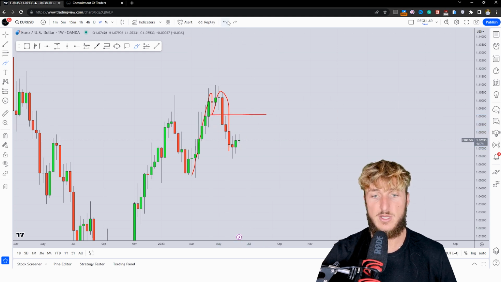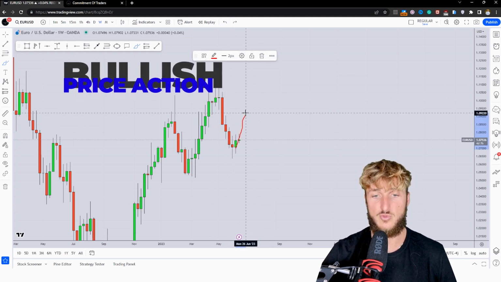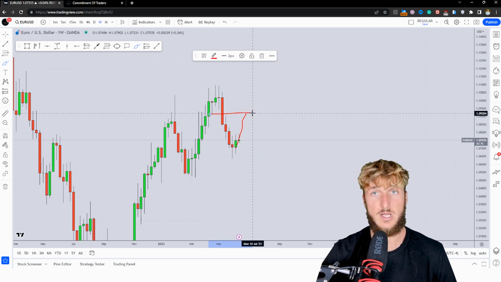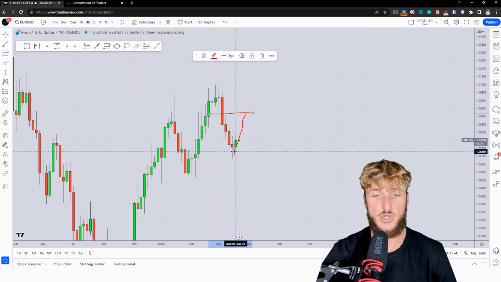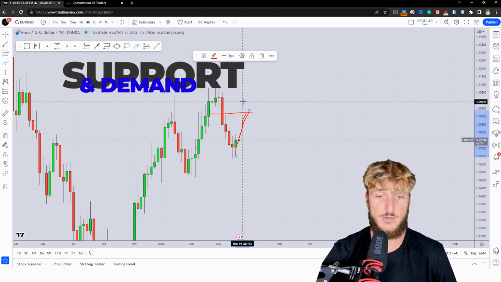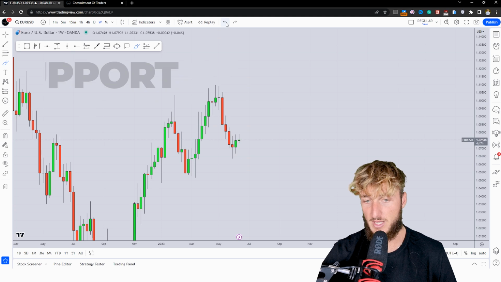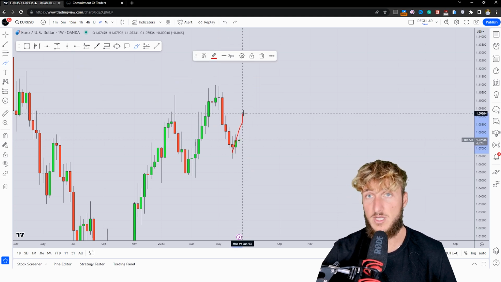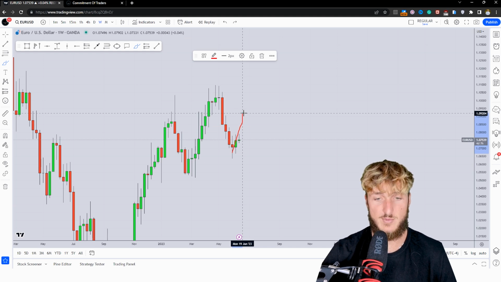So there is a possibility for bullish price action to be developed here on the weekly time frame for the completion of the weekly pattern. Now, in this case, the completion of the weekly pattern would also mean that the market would be rejecting the monthly support and demand that we have just identified by looking at the monthly time frame. So this means that essentially we have a higher probability of this potential move to the upside.